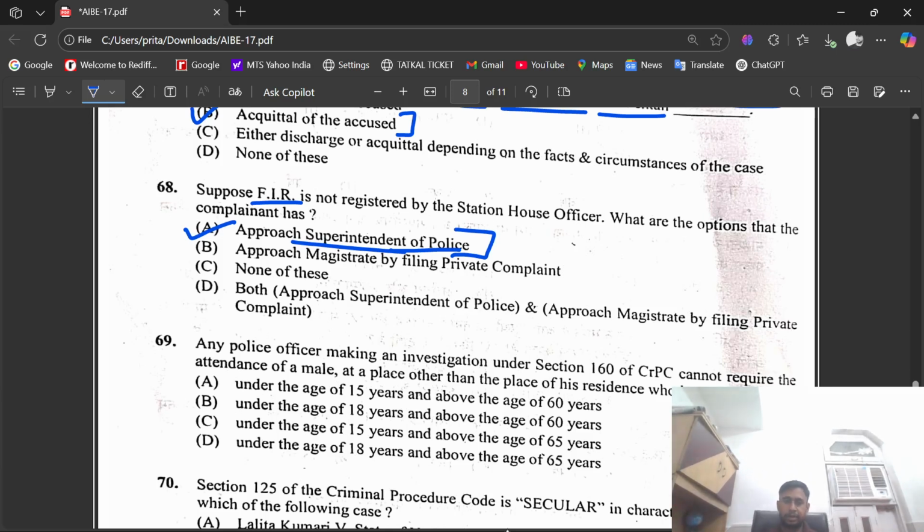Any police officer making any investigation under Section 160 of CRPC cannot require the attendance of a male at a place other than the place of his residence who is, the right option is option C, under the age of 15 years and above the age of 65 years. The police officer can't force that person to appear or give his attendance. The police officer has to go to the place where the person is living whose age is under 15 years or above 65 years.